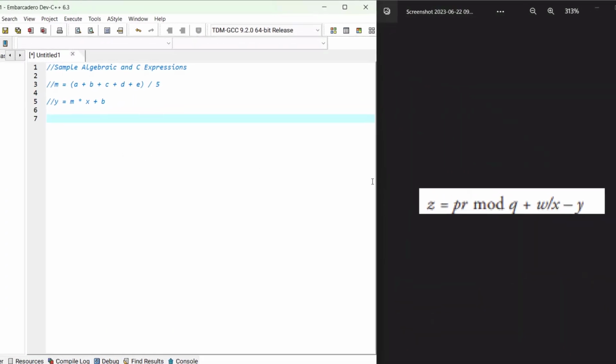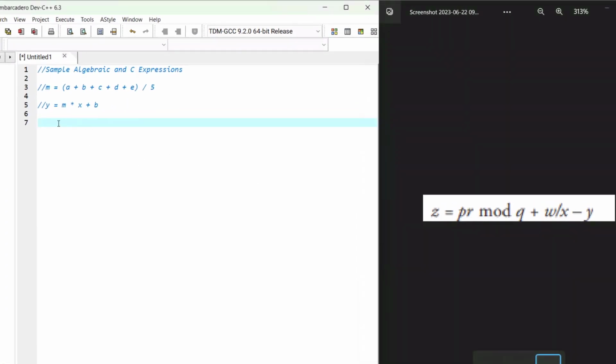Now let's convert this algebraic expression into a C expression. Z is equal to P times R mod Q plus W divided by X minus Y. There will be no need for parentheses at all for this expression because of the precedence that takes place in C. This C expression is equivalent to this algebraic expression.